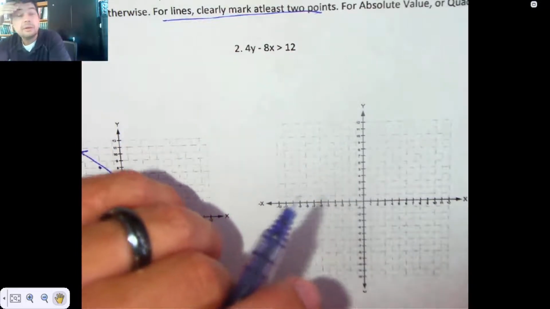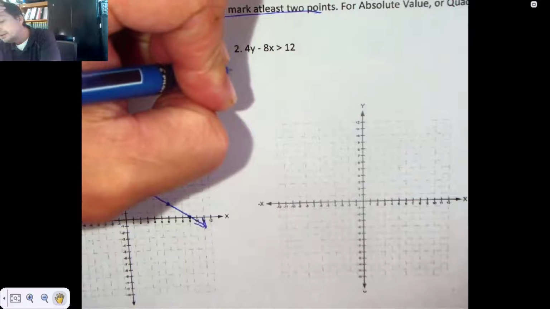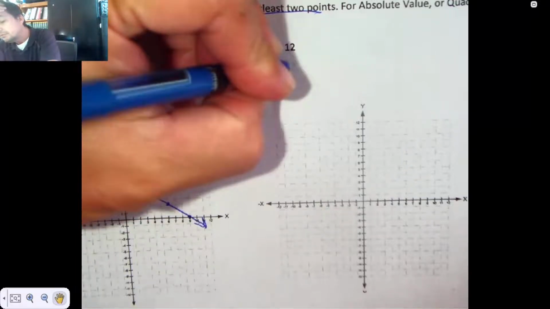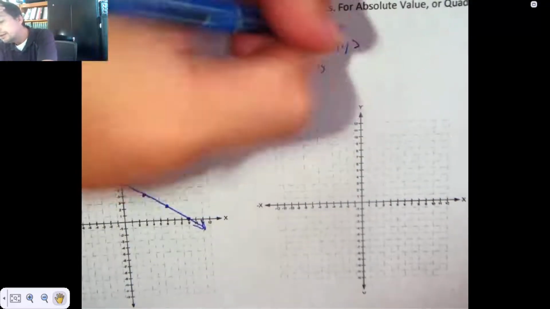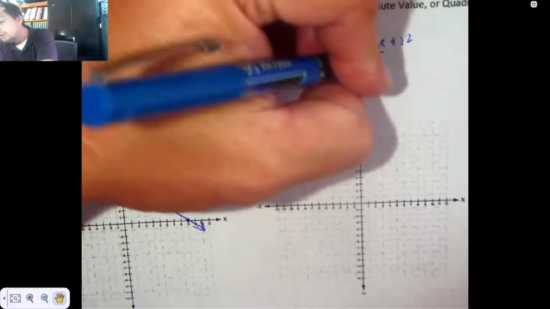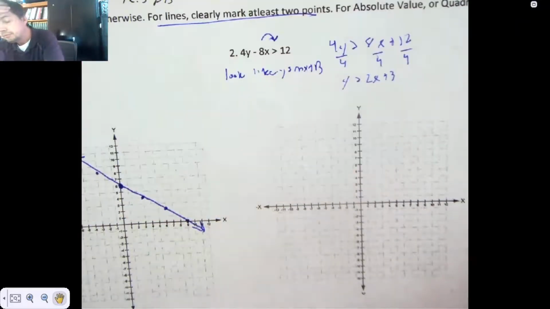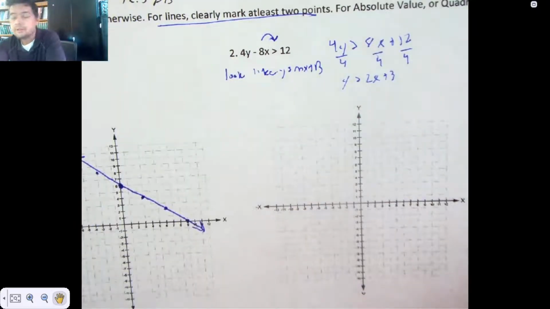Alright, number 2 is a line. It's just not in y equals mx plus b form. So we're going to manipulate it and get it to look like y equals mx plus b. To do that, we're going to move the x's over. 4y is now greater than 8x plus 12. We're going to divide by 4. And y is greater than 2x plus 3. Seems right. I don't think I made any mistakes.